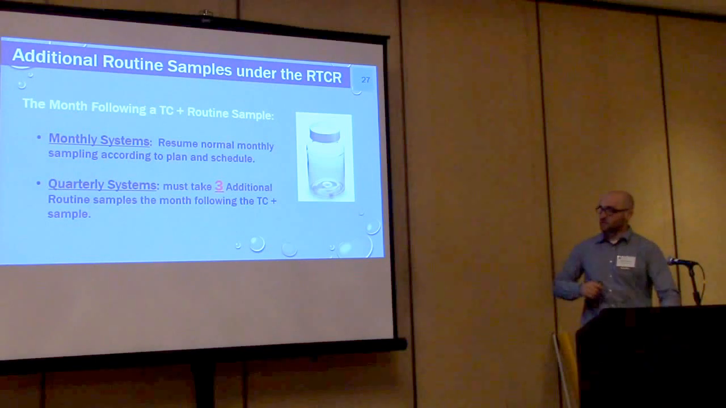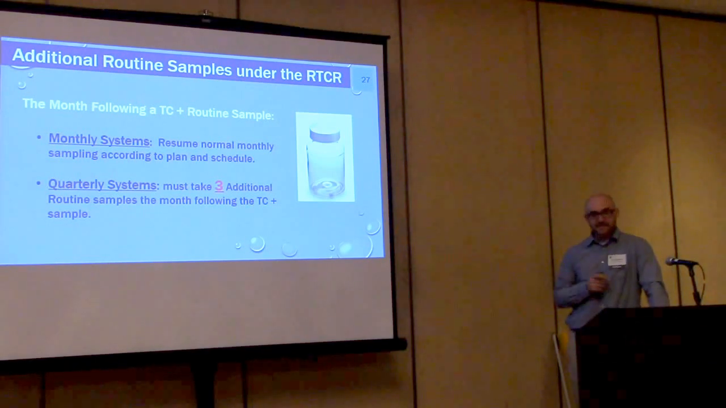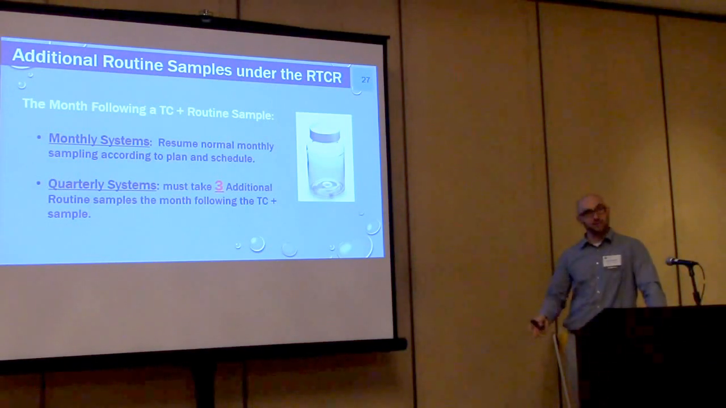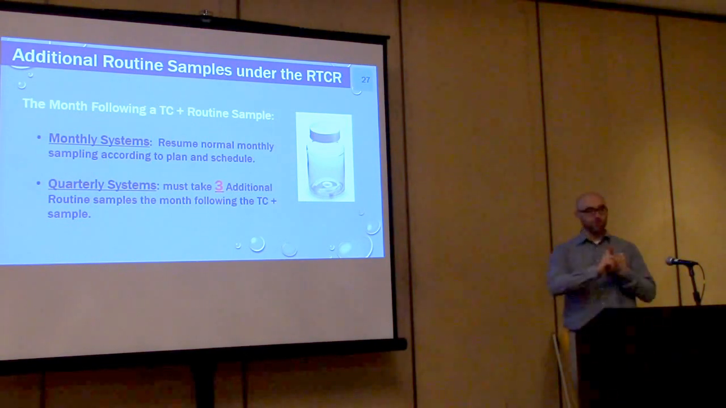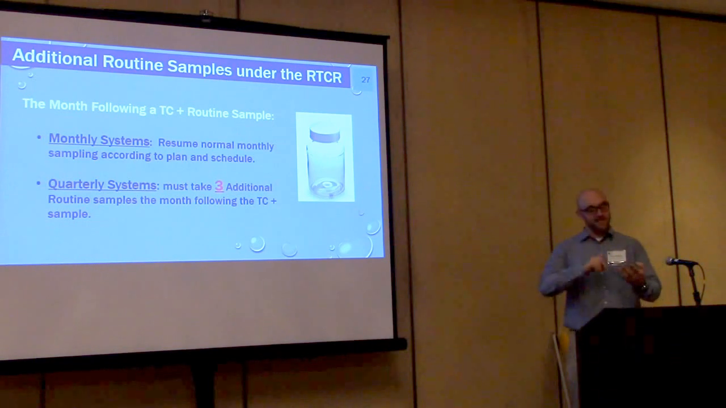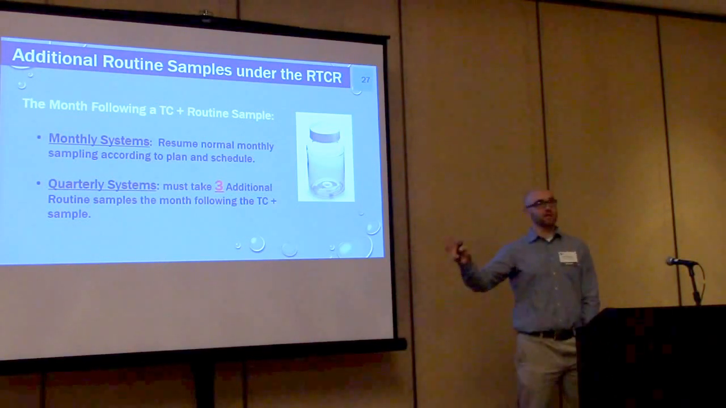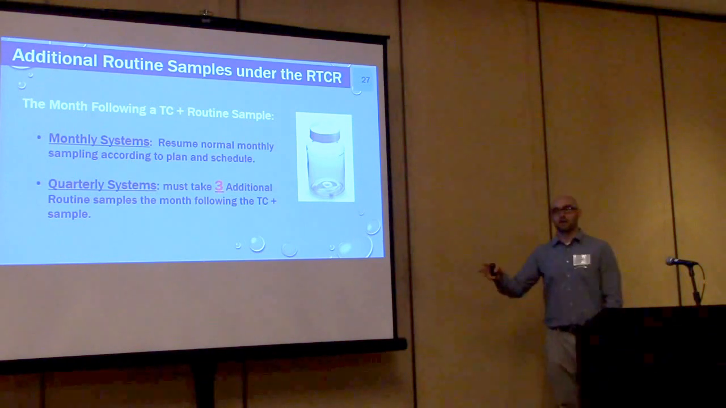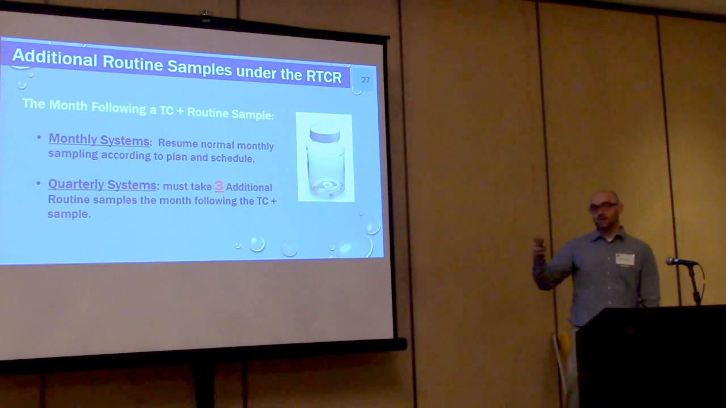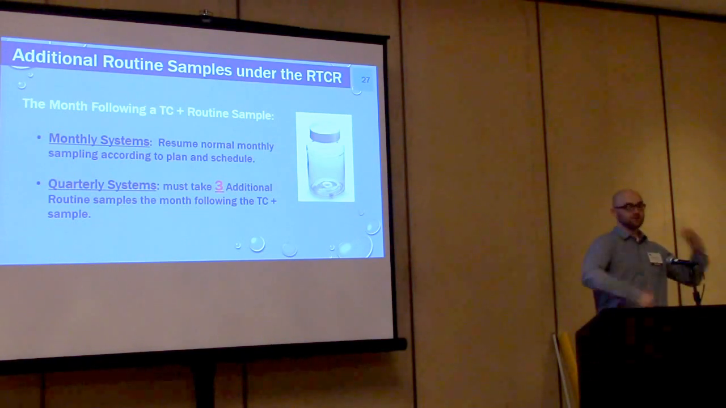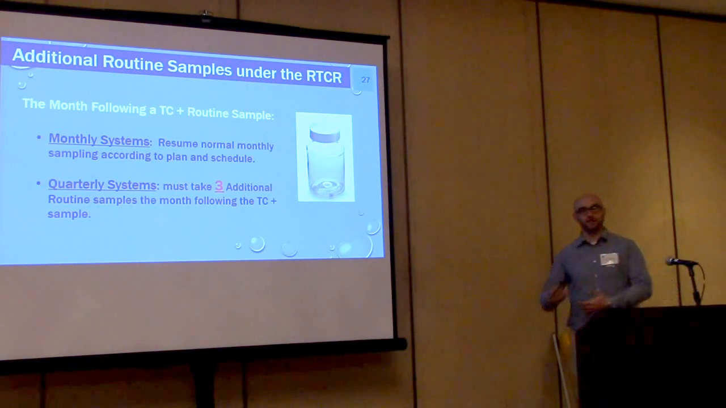Quarterly systems taking those additional routine samples need to keep taking those additional routine samples as long as they're getting positive results. So you take your routine sample month 1, it comes back positive, you take your repeats. The next month you take your 3 additional routines. If one of those comes back positive, you take your repeats on that. The next month, automatically, you're taking 3 more additional routines. So those 3 additional routines need to be taken until they all come back clean, or until the system triggers themselves into increased monitoring, so into monthly monitoring.